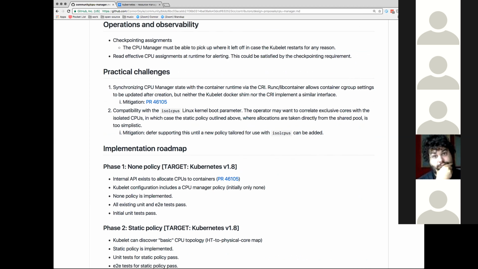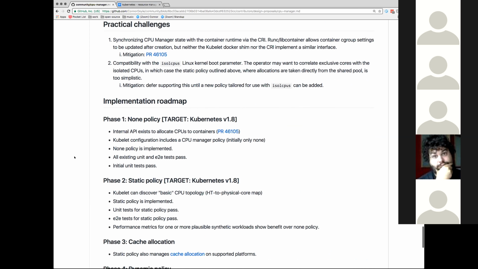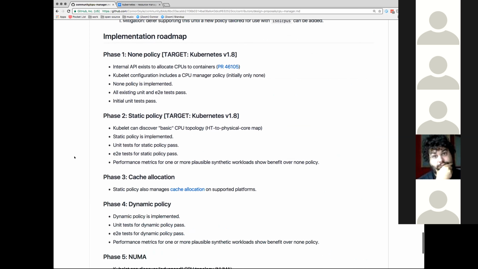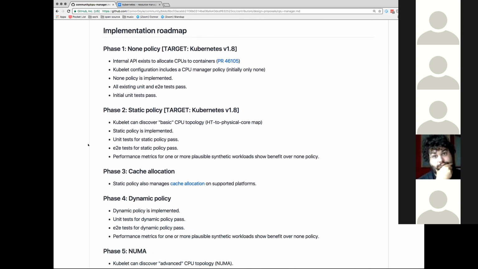Maybe we can just close out on what we were looking to do in 1.8. Yeah, absolutely. All right, so at the bottom, we've got an implementation roadmap. It's a bit speculative, but in broad strokes, it's still accurate. In 1.8, what we want to get done is the none policy, which just does nothing. So this should be equivalent to current kubelet operation today.